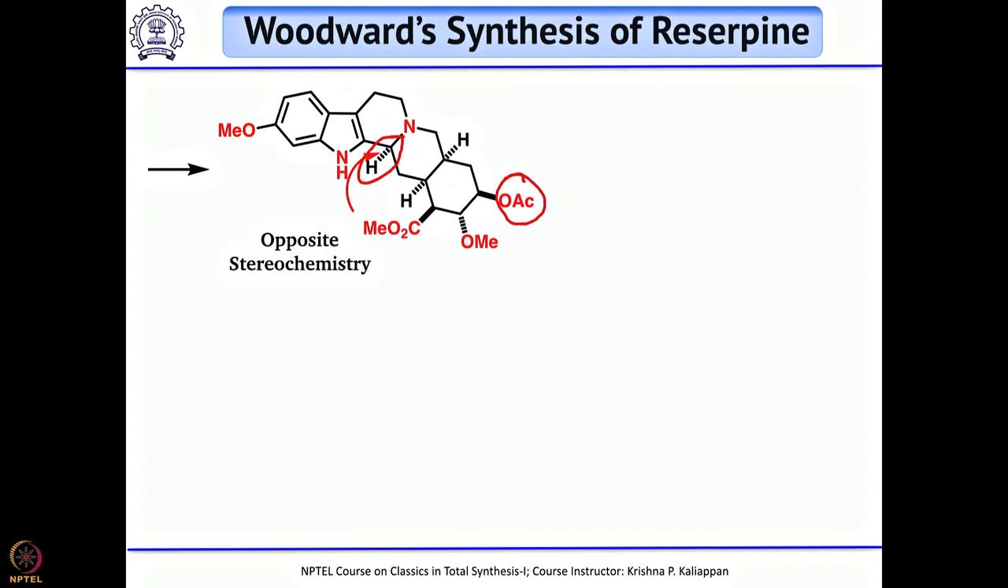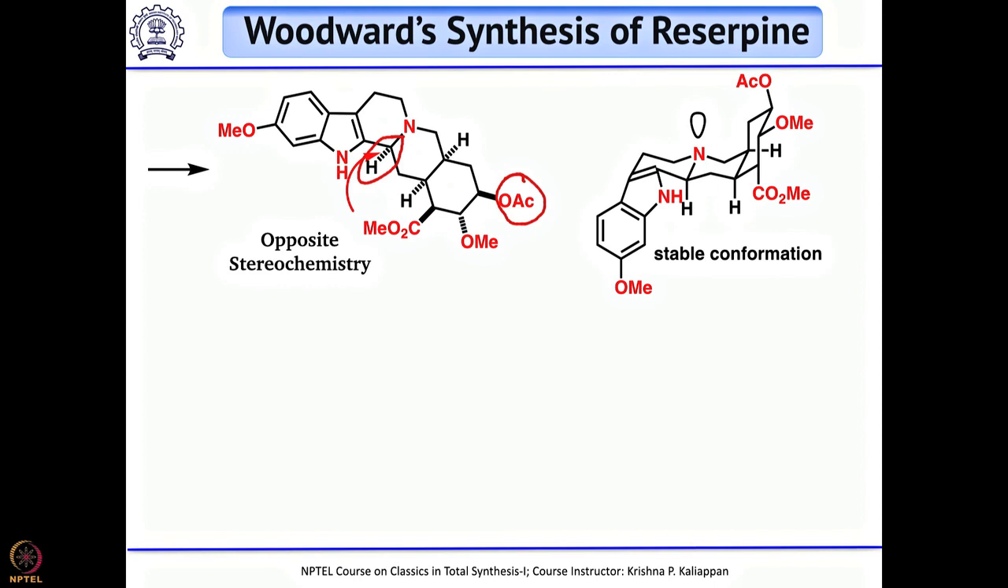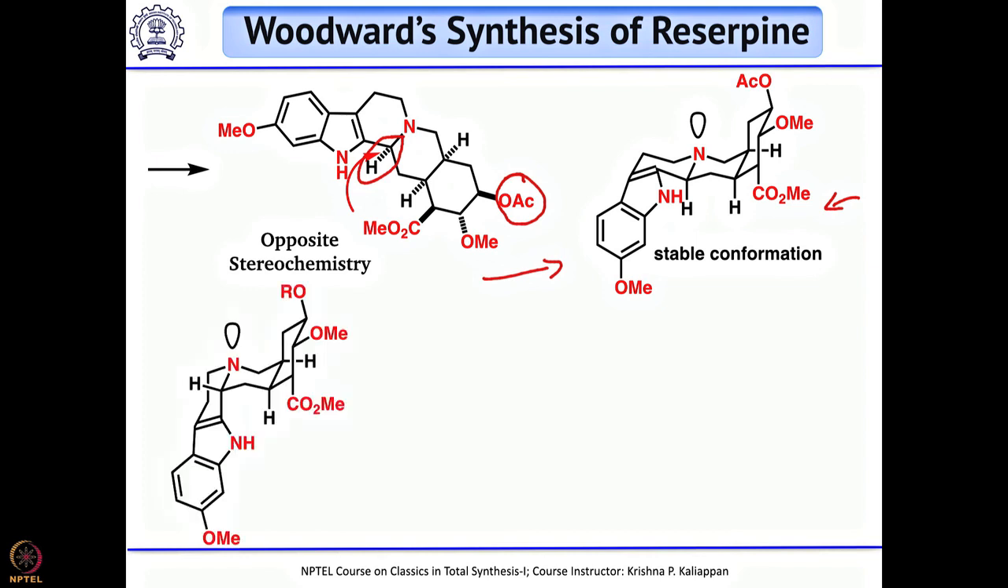So how can you change the stereochemistry? If you draw a 6-membered chair-like conformation, you can see how it looks for what you got in this reaction. But as I said, for reserpine, this is the stable conformation where you can see this hydrogen is beta, whereas here this hydrogen is alpha. So you have to change that.